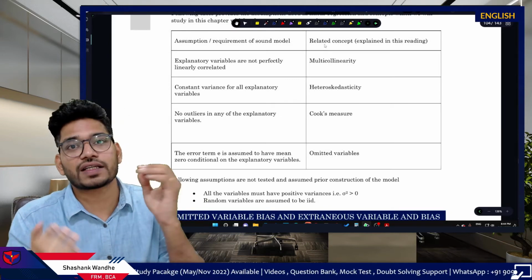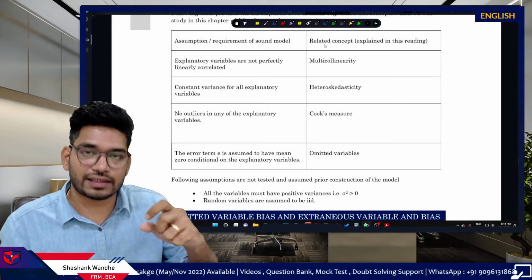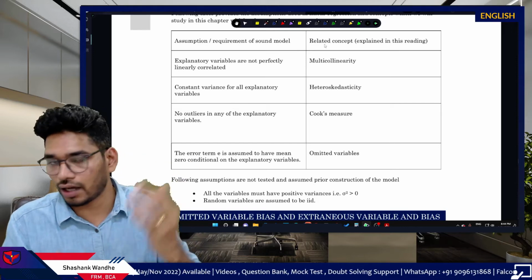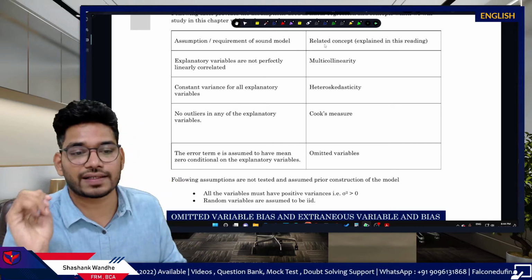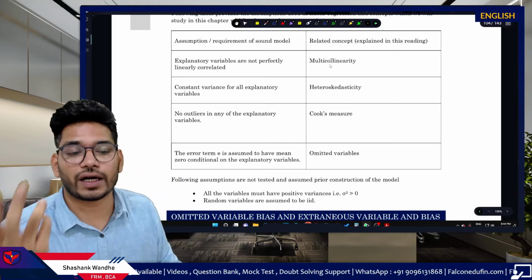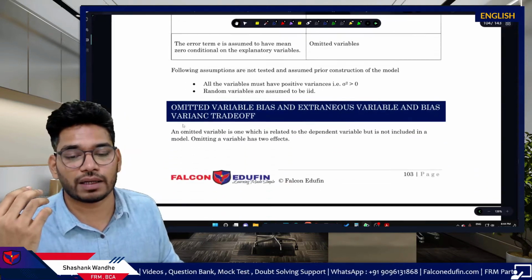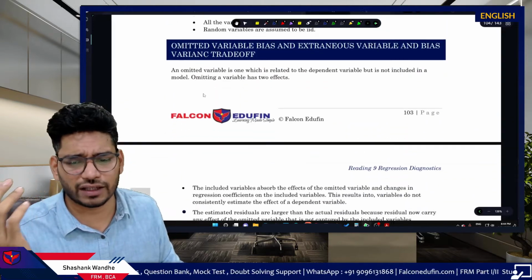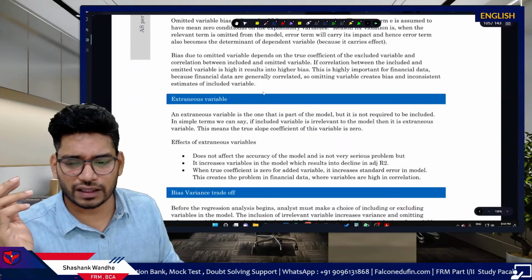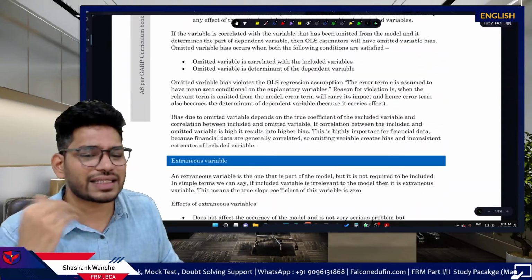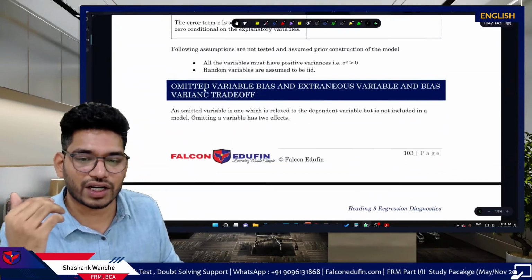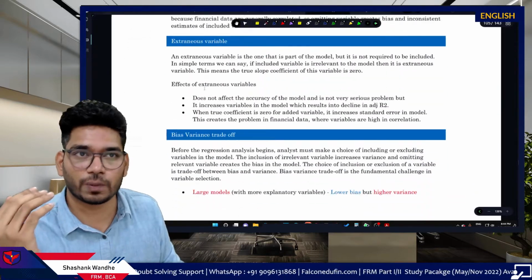Regression diagnostics mainly checks whether a regression model is violating our assumptions of the regression model. That's the discussion here. So we will discuss multicollinearity, heteroscedasticity, Cook's measure, and omitted variable bias. You have to read each and everything from this chapter. We'll specifically tell you what to understand, and you have to remember and understand each and everything from this chapter because everything is super testable.